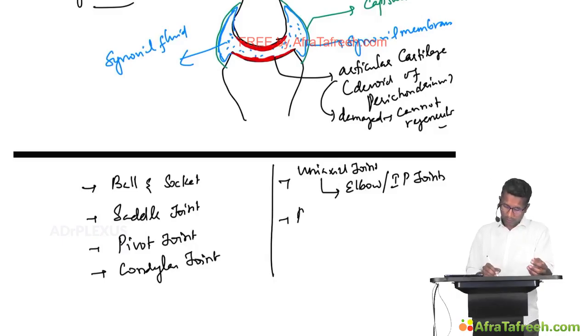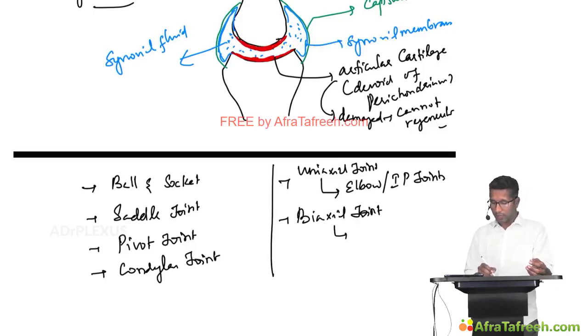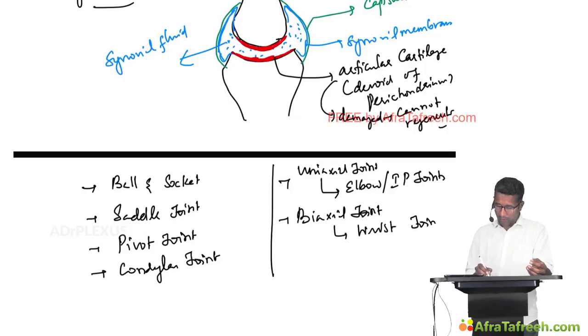Okay, can anybody tell me an example of a biaxial joint, guys? Biaxial joint. Okay, the wrist joint is an example of a biaxial joint.